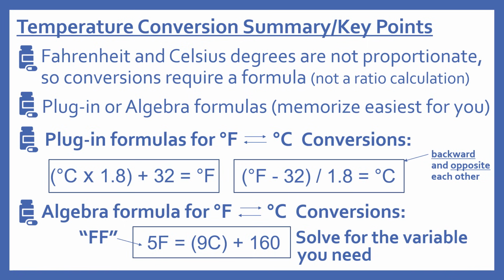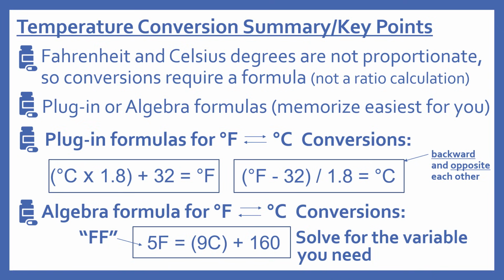Now we'll just look at a summary and some key points about temperature conversions. Fahrenheit and Celsius degrees are not proportionate, so conversions require a formula. Remember, this isn't just a simple ratio calculation. And there are the plug-in formulas or the algebra formula. Just use the method that's easiest for you. And remember, these formulas have to be memorized, so choose the method that's easiest to memorize.